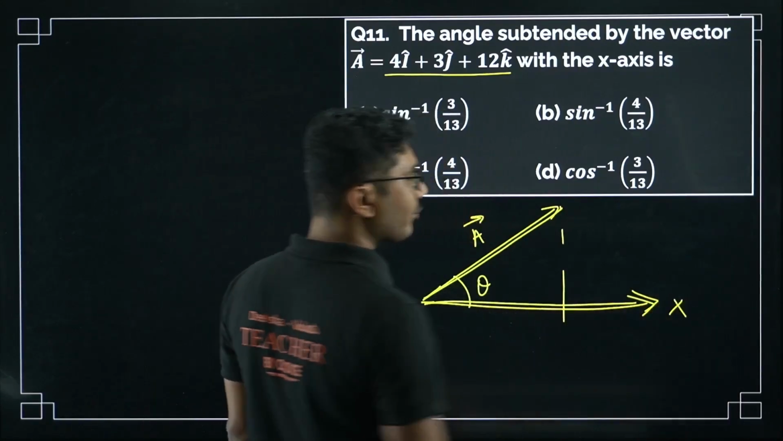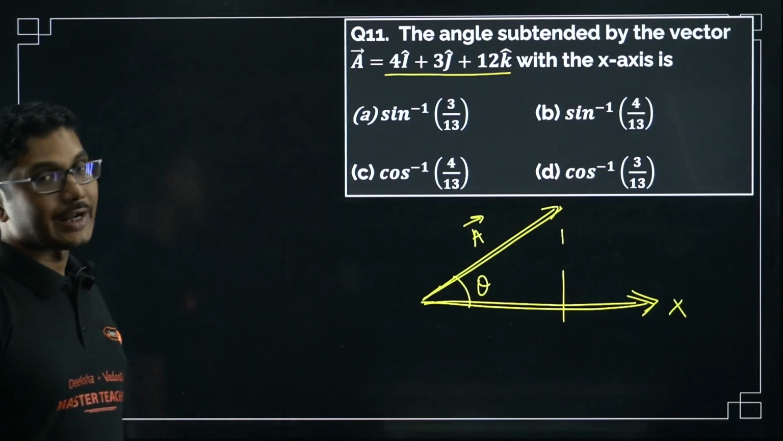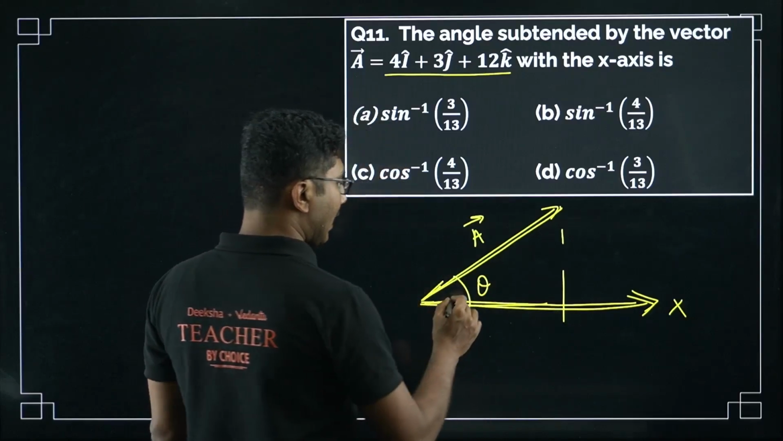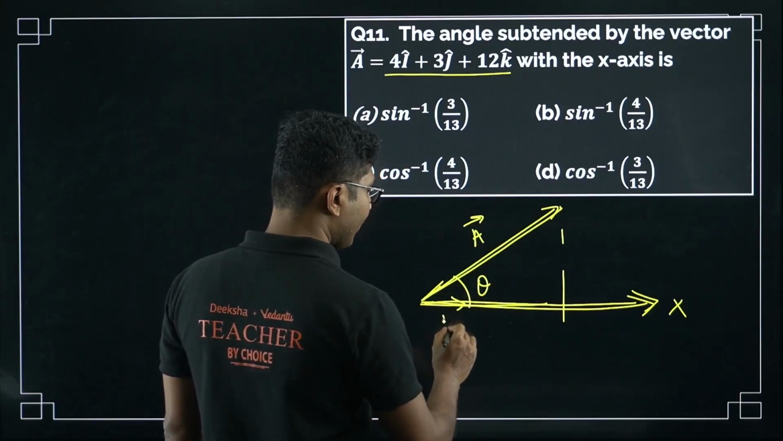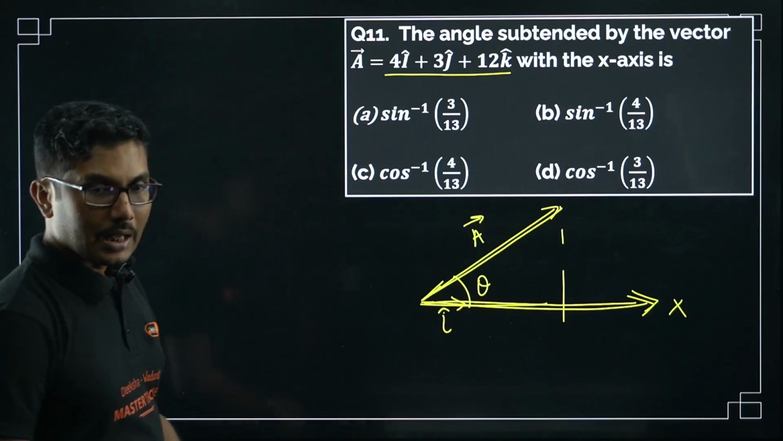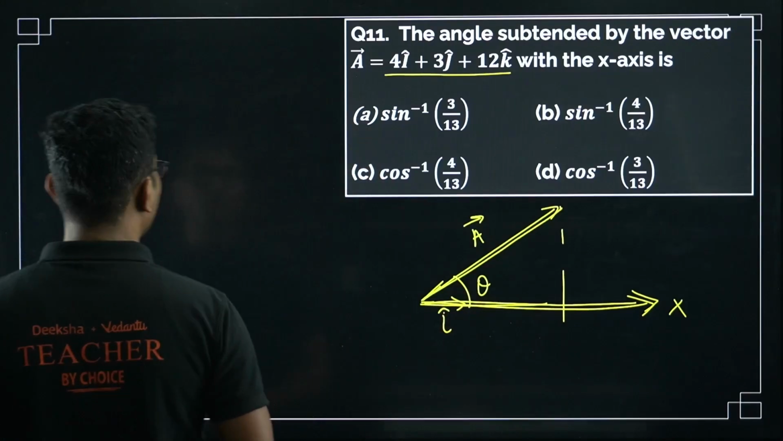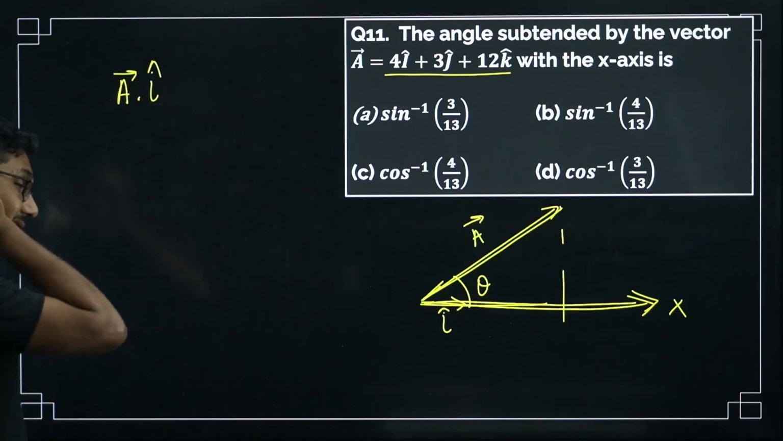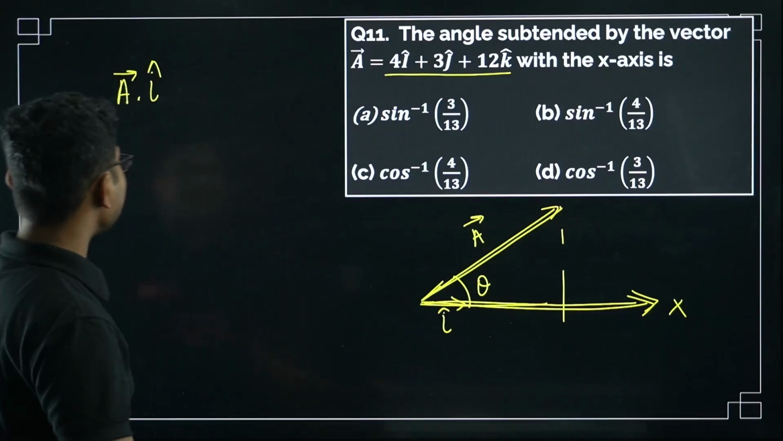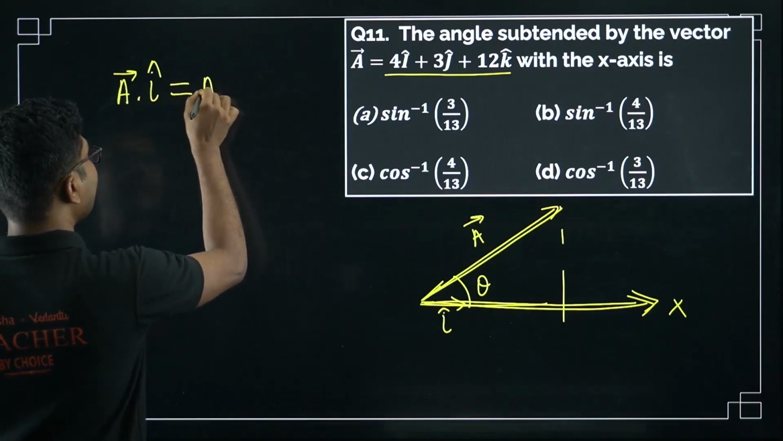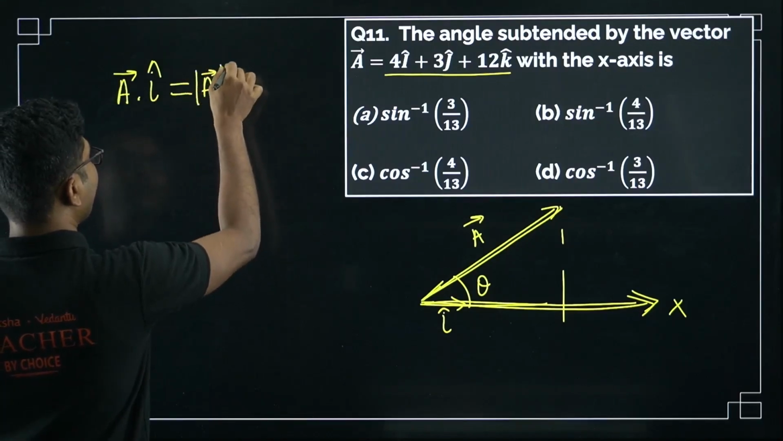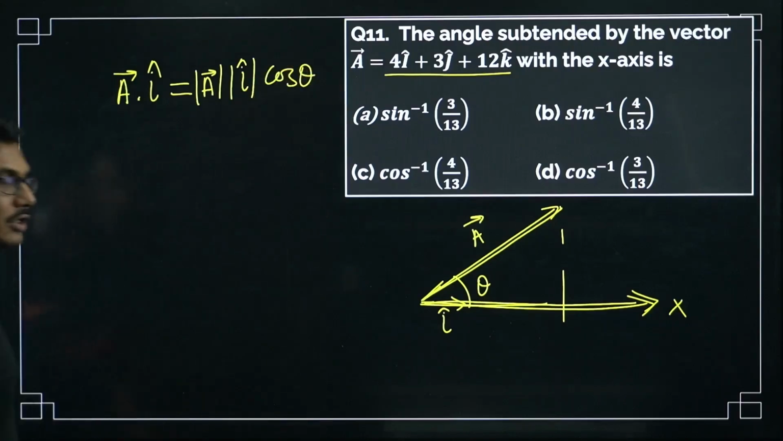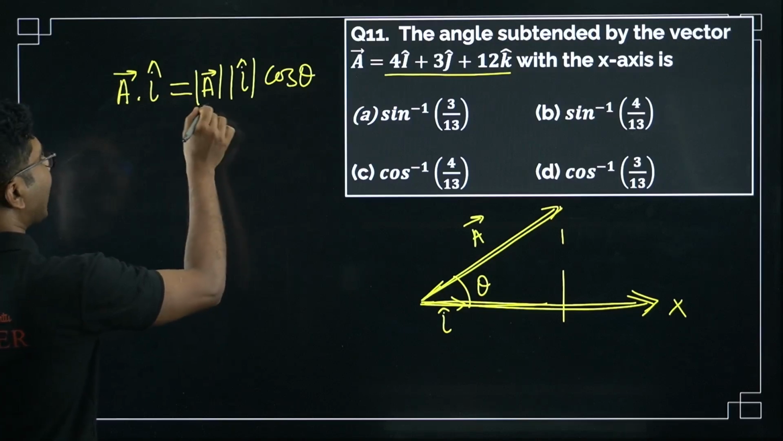Now, if we can find the dot product between these two vectors, then we can find the angle between them as well. So what is the vector along x direction? Vector along x direction is nothing but obviously unit vector i cap. Now what we have to do is basically A dot i cap. Now what is the dot product rule? Dot product says that if we do the dot product, we get A magnitude, B magnitude cos theta, right? AB cos theta.